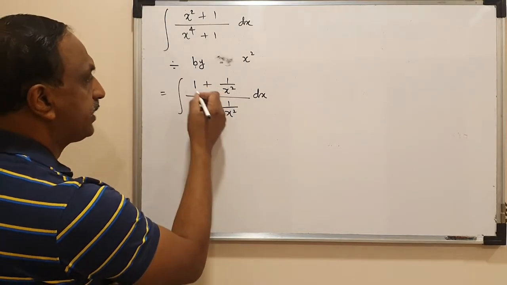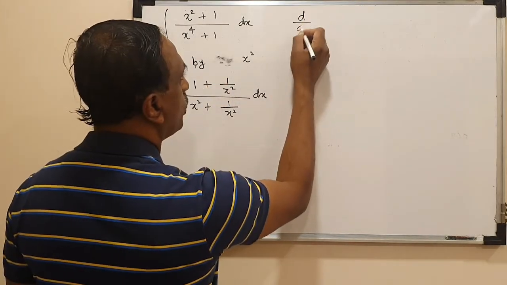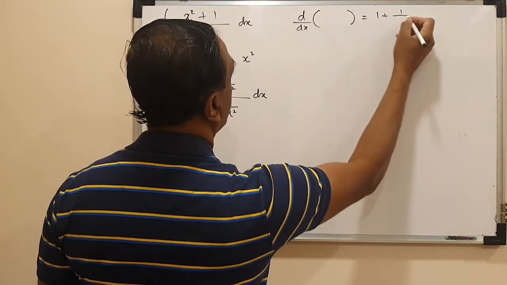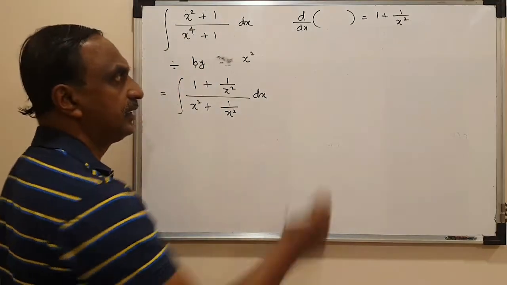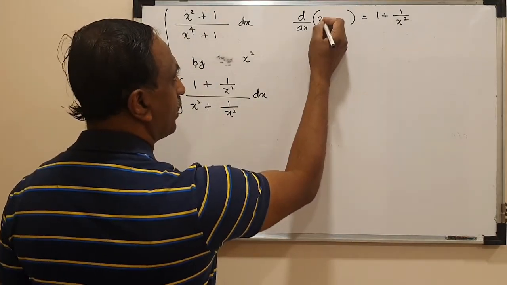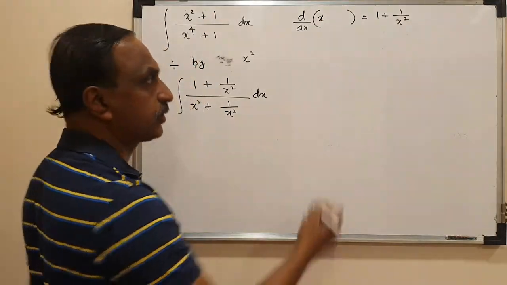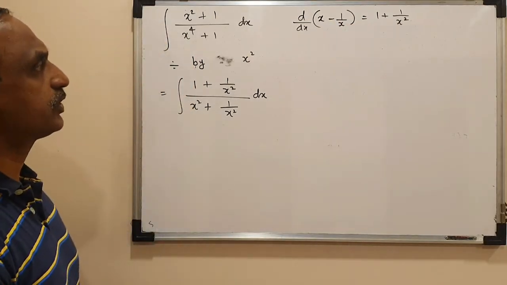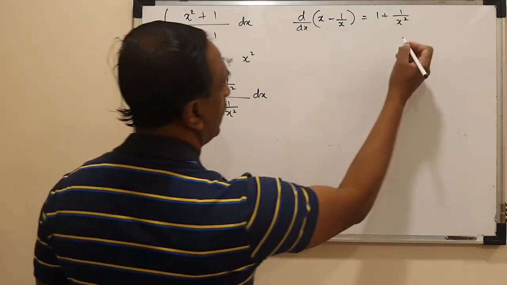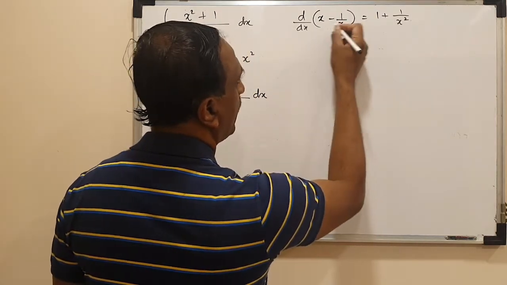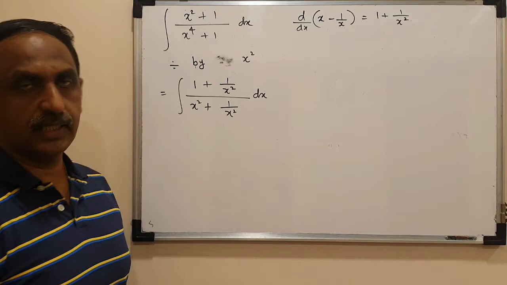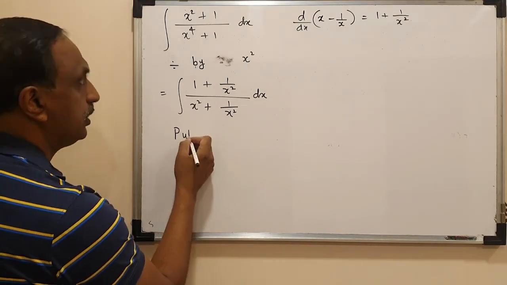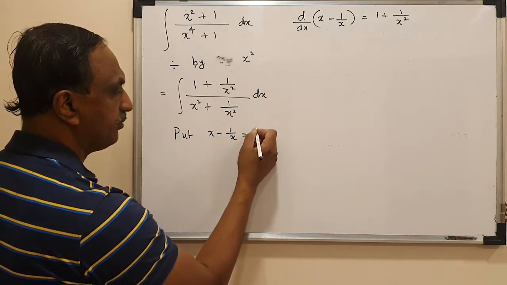After that, you will notice that the derivative of a function will give you 1 plus 1 by x square as the answer. Naturally, integral of 1 becomes x. Integral of 1 by x square is minus 1 by x, right? x raised to minus 2. So if I differentiate minus 1 by x, I'll get 1 by x square. So I'm allowed to put x minus 1 by x as t.